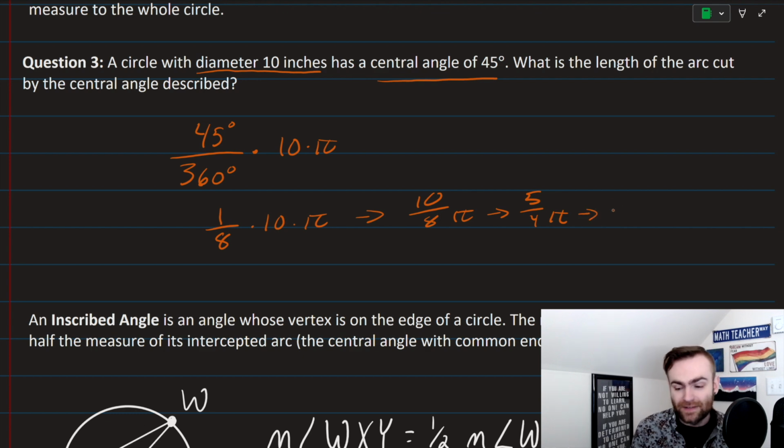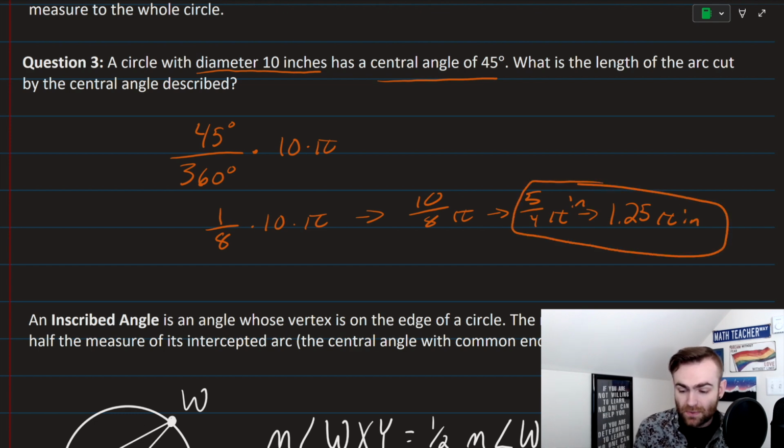which could turn into 10/8 pi or 5/4 pi, or if you want to be even more fancy, you could say it's 1.25 pi, and our unit is going to be inches for all of them. So we could say that this is inches or this is inches. And both of these would be acceptable answers. I kind of like the fractions myself, but you do you, right?